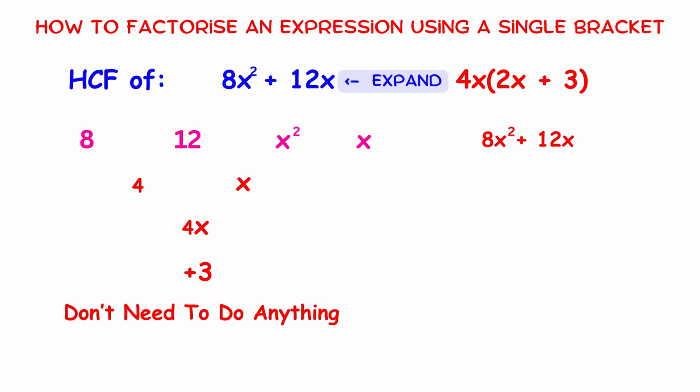So once we've drawn our little arrows to show that we're going to multiply 4x by both the terms inside the bracket, we can do 4x times 2x, which is 8x squared, and 4x times 3, which is 12x, and this is exactly what we started with, so we know that our answer is definitely correct. Now that example was fairly long-winded, so let's try a couple more examples, but a bit more quickly.